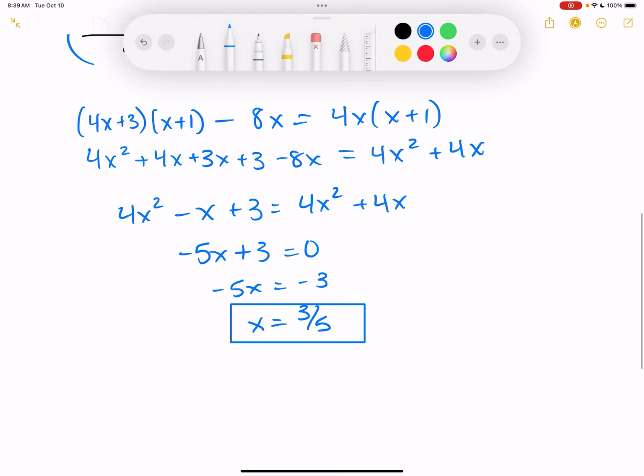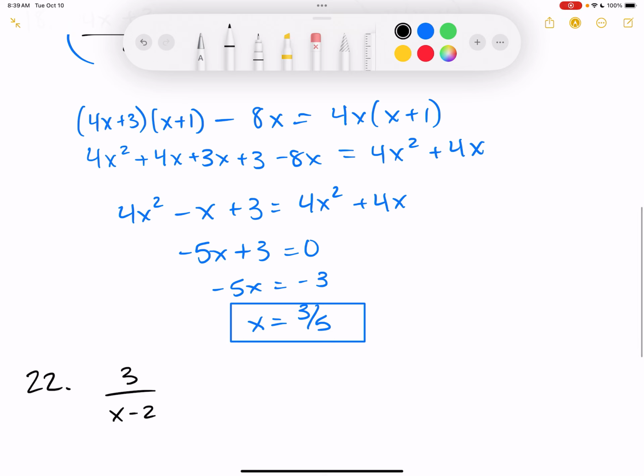All right, let's look at 22. I've got 3 over x minus 2 plus 1 over x plus 2 is equal to 12 over x squared minus 4. So just like I did with problem 14, when I had something that looked like it could be factored, I want to go ahead and factor it.